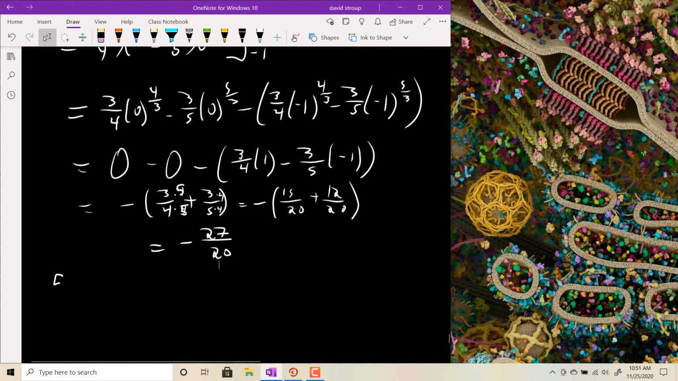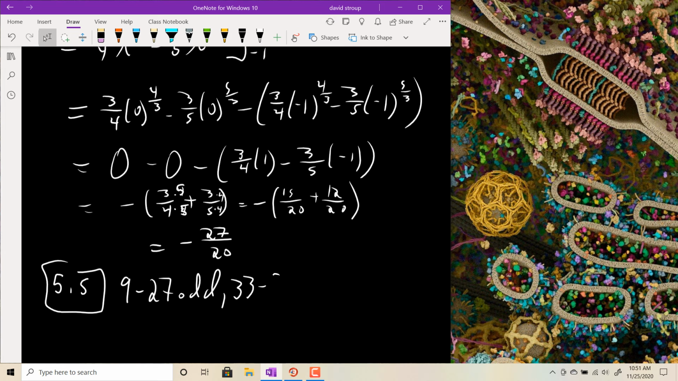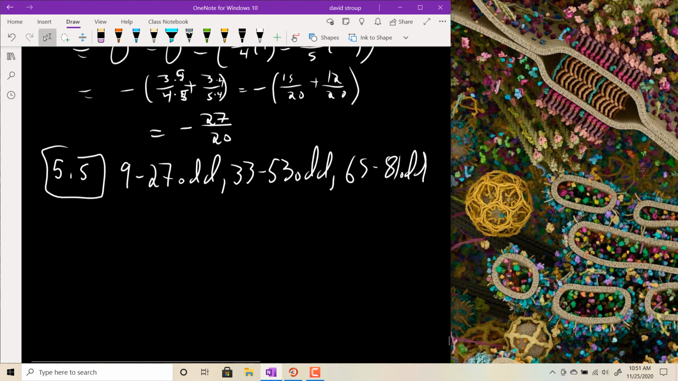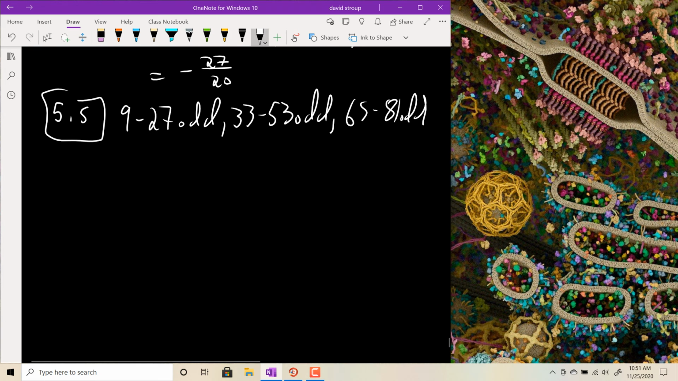5.5, then I believe we get into the substitution problems, and I'm thinking of questions like 9 to 27 odd, and then 33 to 53 odd, and then 65 to 81 odd. Okay. So 5.5 is all about the substitution method. These are usually pretty straightforward, but then they have some curveballs in there.